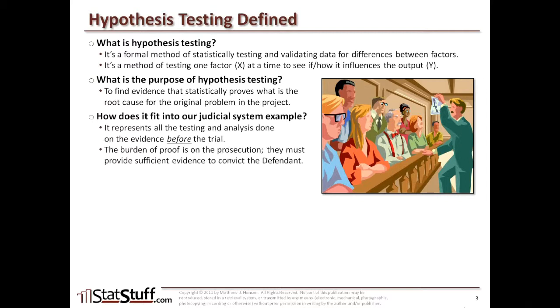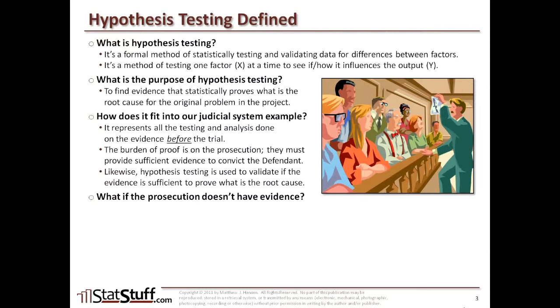Just like in the judicial system example, the burden of proof is on the prosecution. They have to provide sufficient evidence in order to convict the defendant. Again, in our example, that's the root cause. In the same way, hypothesis testing is what we use to validate that the evidence is sufficient to prove what the root cause really is.